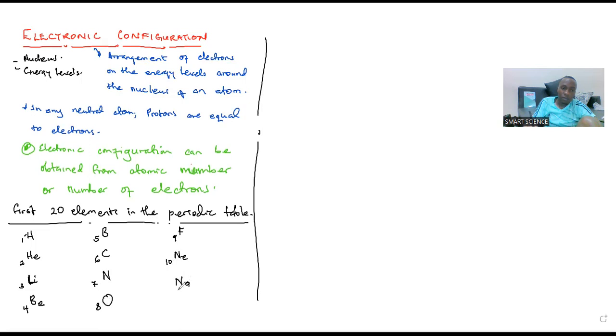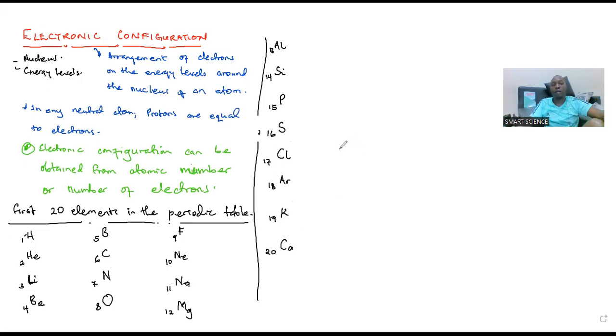From there, we go to sodium, atomic number 11. Magnesium, atomic number is 12. Aluminium, atomic number is 13. Silicon, atomic number is 14. Phosphorus, atomic number is 15. Sulfur, atomic number is 16. Chlorine, atomic number is 17. Argon, atomic number is 18. From argon, we go to potassium, atomic number 19, and lastly calcium with atomic number 20.